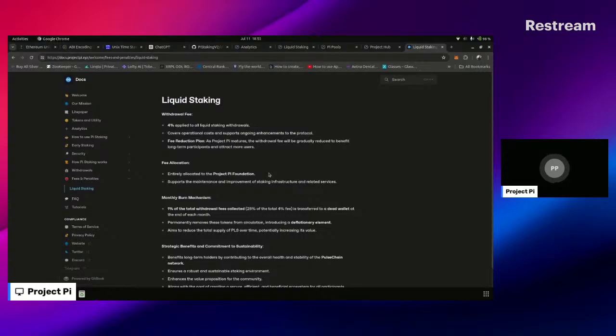It's going to be allocated to the Project Pi Foundation. My CEO and I have just discussed, because we teach at Stillman College and Georgia State as some of our partners, and some other things that we want to do, like workshops and hackathons. We want to use the fees for stuff like that, as well as just improving the entire protocol infrastructure in itself.